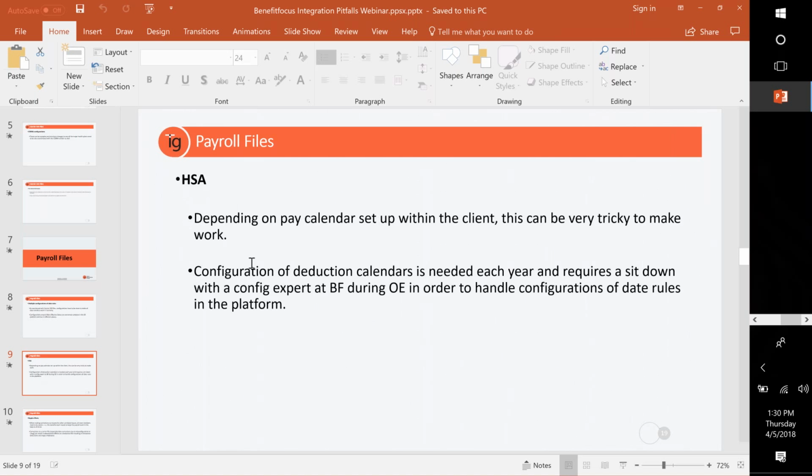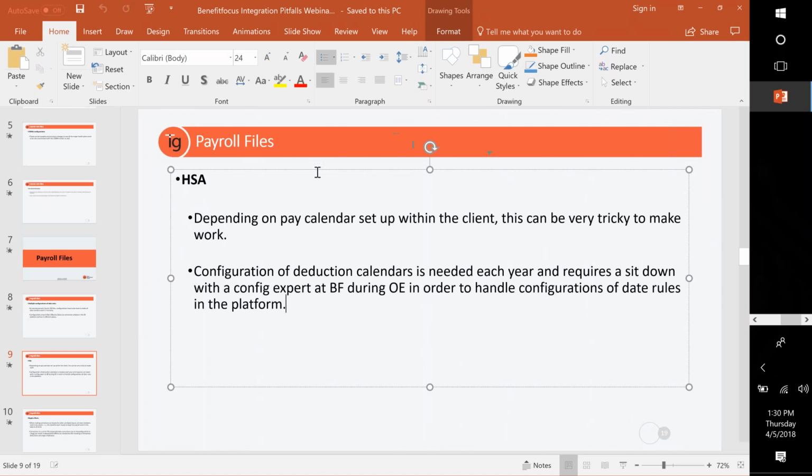And this goes back to talking more on the HSA. And I think that I may have mentioned some of this already from what I was going to talk about. But again, the HSA can be a problem with both carrier files and payroll files because of the pay calendars and because of the tricky nature that this works in. Another problem here, and this is where a lot of the rub comes in, is that it makes it difficult for not only Benefit Focus, but for carriers and clients.